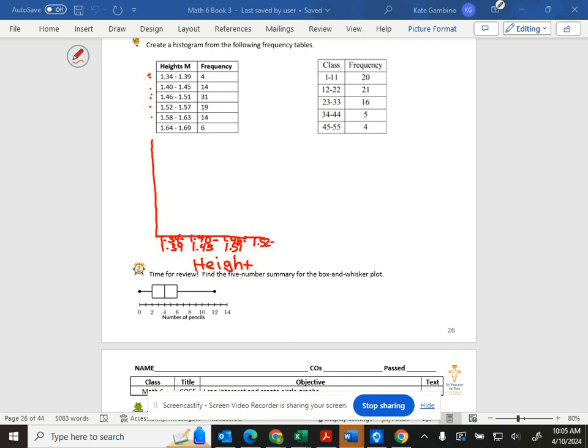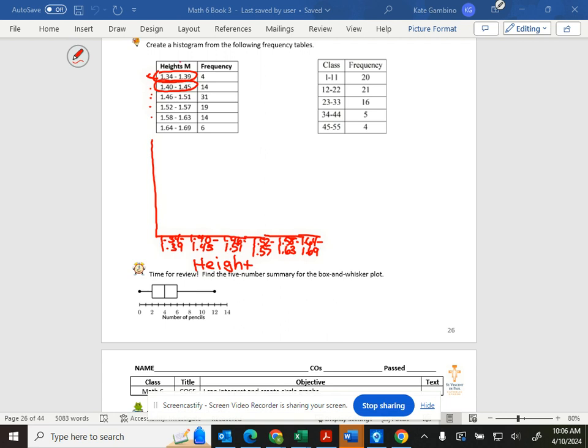1.52 to 1.57, 1.58 to 1.63, and 1.64 to 1.69. So I'm taking it straight from here. Each of these is my heading, my labeling for my histogram on the x-axis, and I have to keep them in order. So what am I going to put on the y-axis?